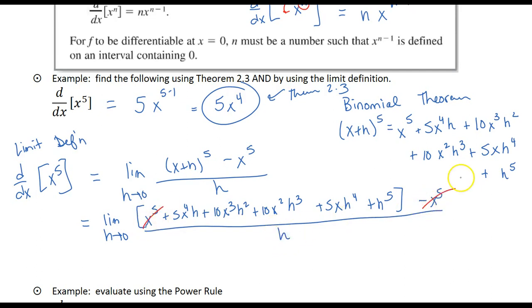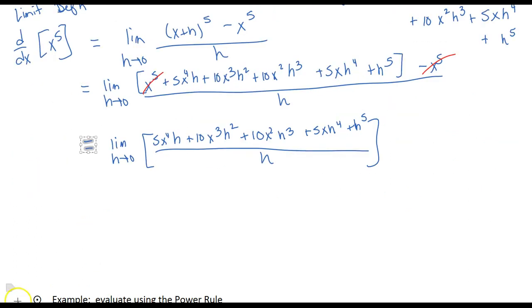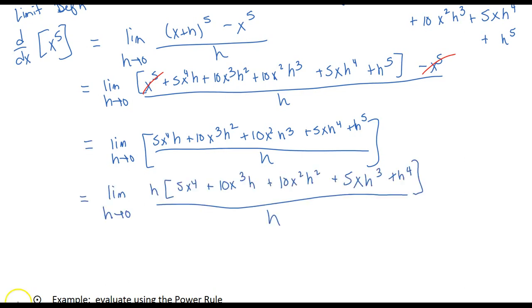My x to the fifths cancel. And I have the limit as h approaches 0 of 5x to the fourth h plus 10x cubed h squared. I'm just going to go ahead and write all this out for you. So it looks like that, and then when you factor an h out of that numerator, notice every single term now has an h. You get this.